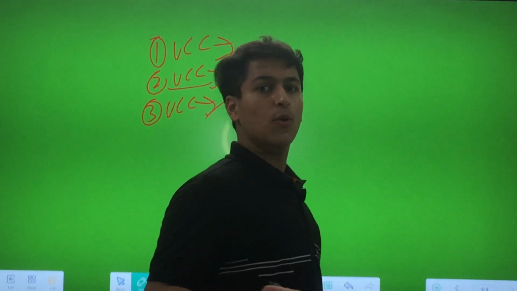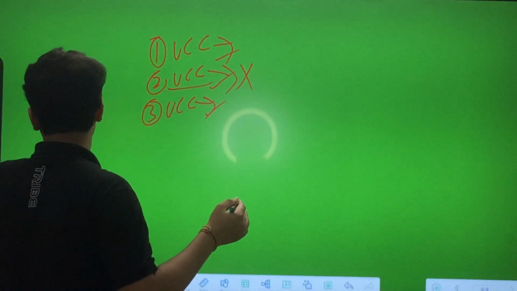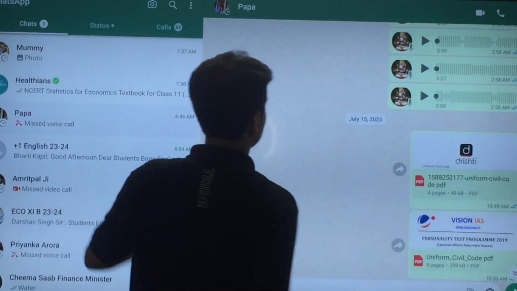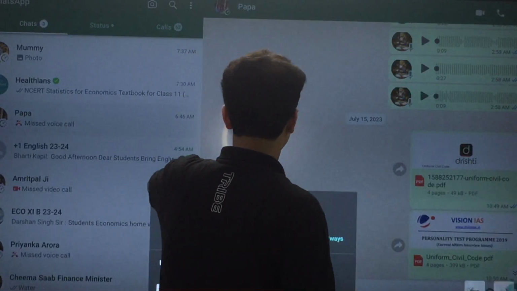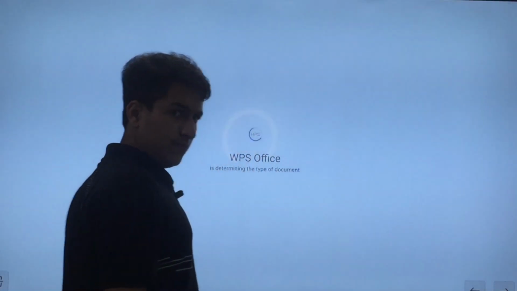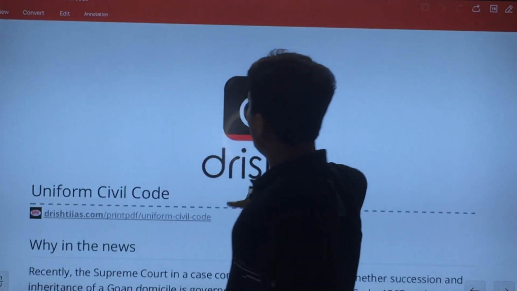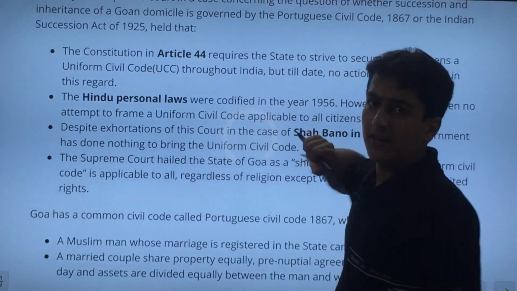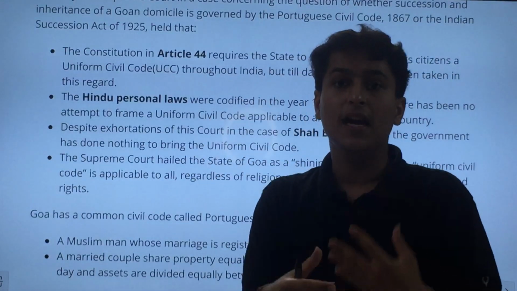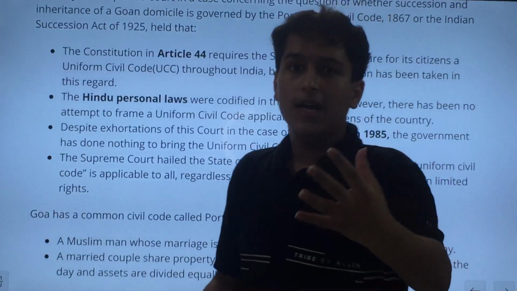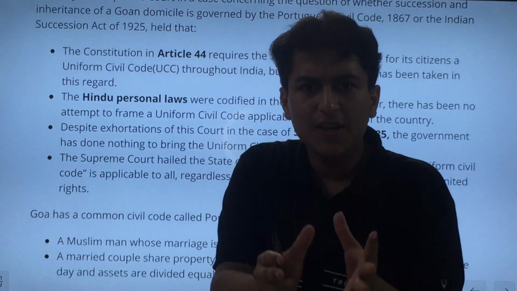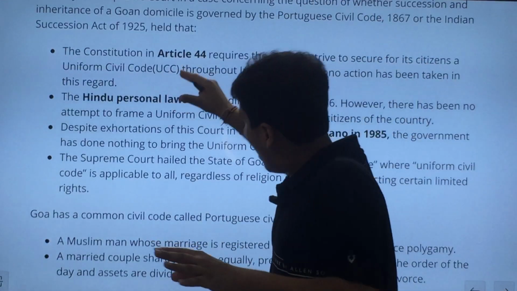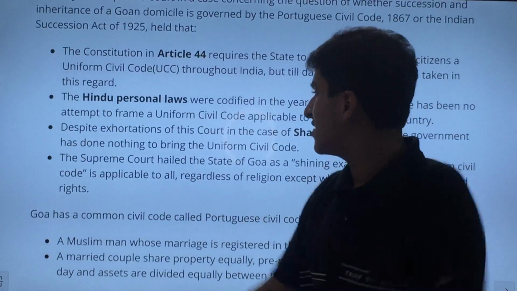Now we will understand in which matters the Uniform Civil Code is facing problems. See, in the Uniform Civil Code, Article 44 requires the state to strive for a Uniform Civil Code, which is a DPSP. DPSP means what the state should do in the future. It is not justiciable in a court of law. As we know, DPSPs are not justiciable in a court of law. So Article 44, that is Uniform Civil Code, is not justiciable in a court of law.